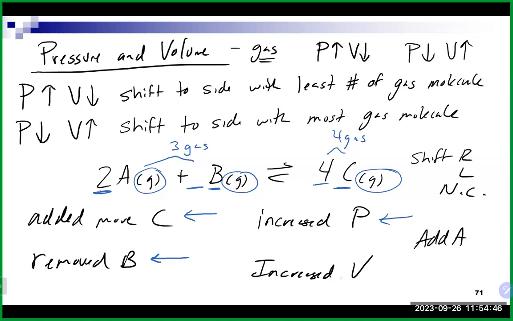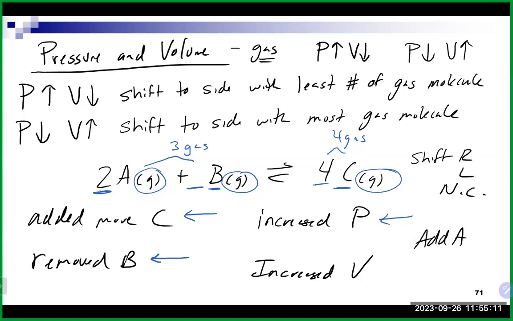If we increase the volume, again, that means that we have more space, and if both sides have the same amount of gas molecules, there would be no side that's more or less, so that would mean no change. So that's a situation where you could get no change: when you're comparing the gas molecules on both sides, they're basically the same.